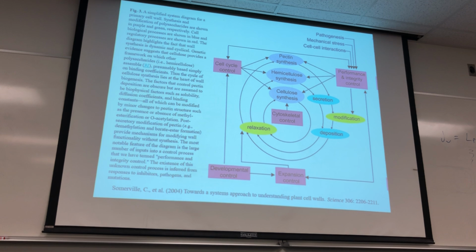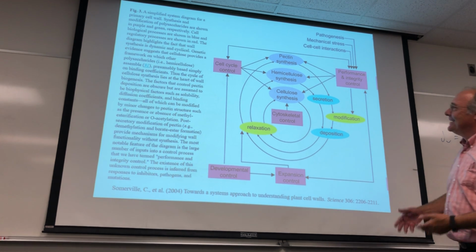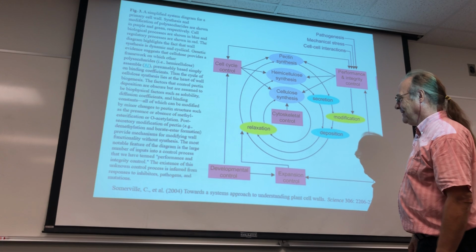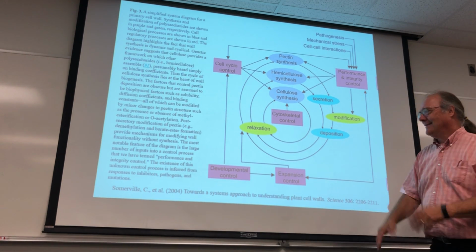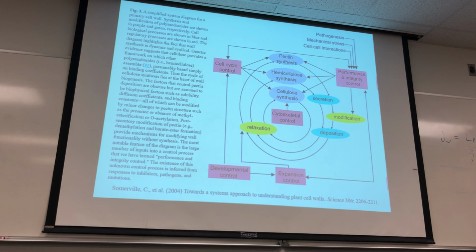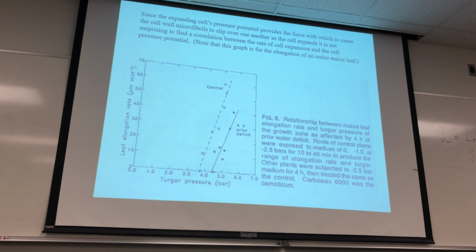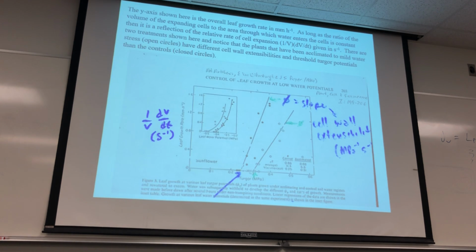So they're not so satisfying to me, and this one's the same way. It just has more boxes, but really, a lot of these aren't explained. Expansion control, what does that mean? I probably won't ask anything about graphs like this, or figures.